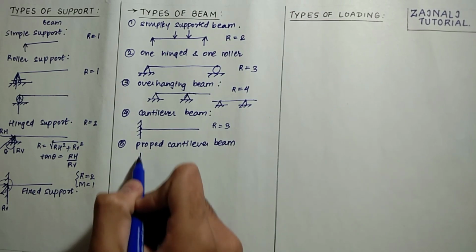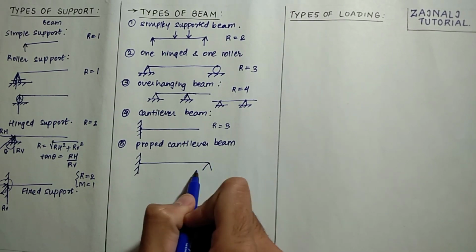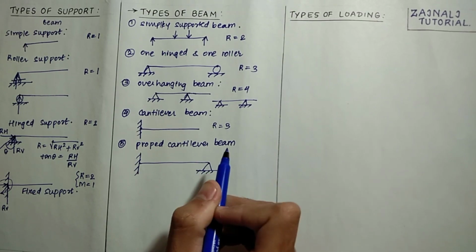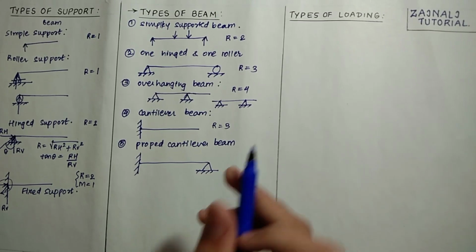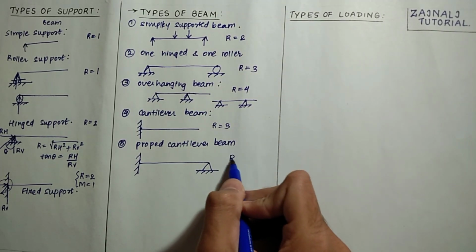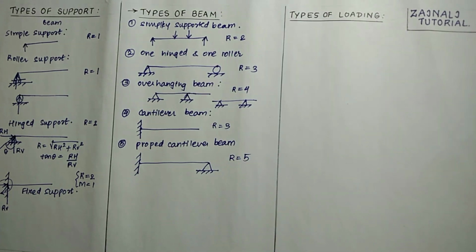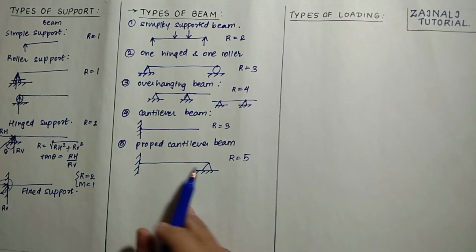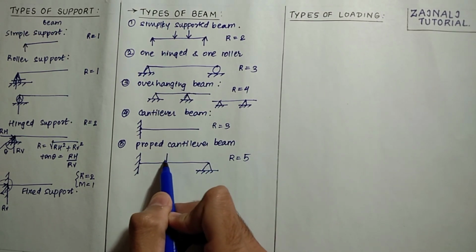Now another type of beam is the propped cantilever beam. If one end of the beam is fixed and one end is hinged, then such a beam is referred to as a propped cantilever beam. There are 3 reactions here and 2 reactions here, therefore total reactions would be equal to 5. This type of beam is used to prevent the deflection at the free end when the loading is applied.